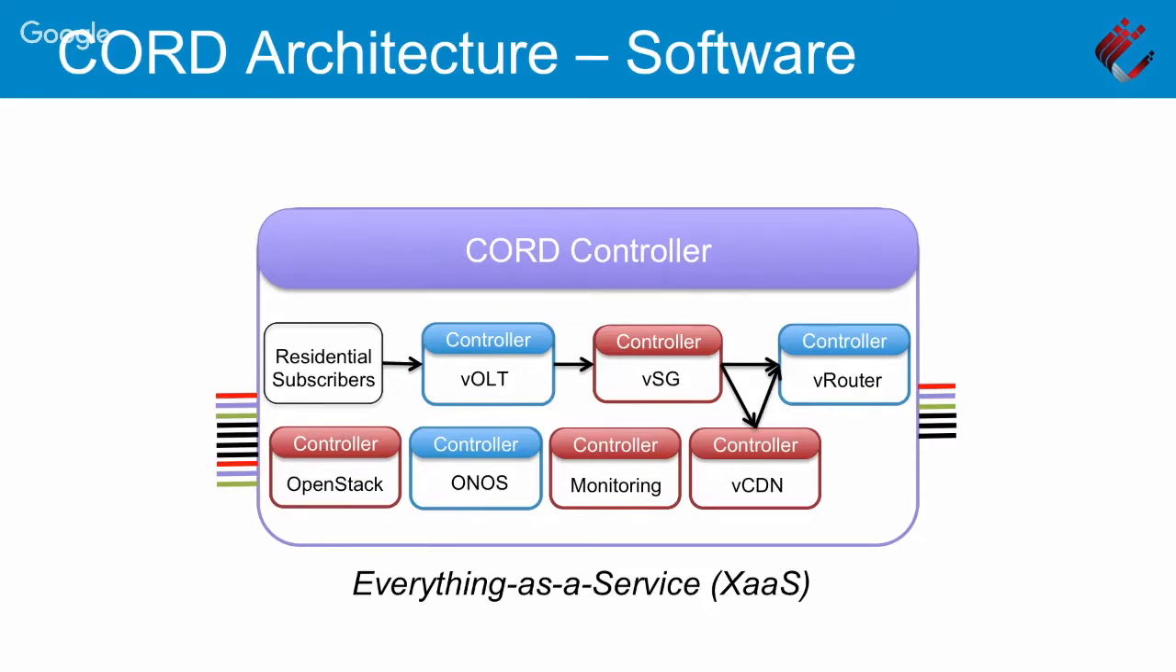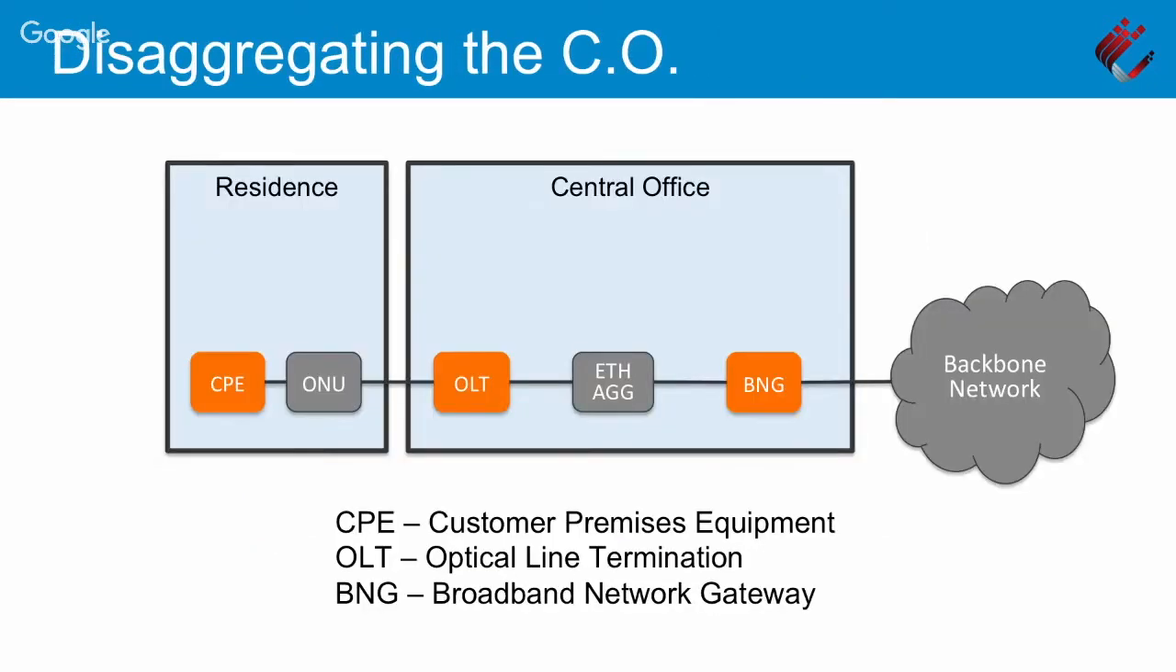All right, so what are those? What's Volt, what's VSG, what's vRouter? Well, basically, those are the output of a disaggregation process that we underwent. So this is a legacy depiction of a legacy central office. There's a CPE in the residence. We've got an OLT and a BNG, and you can read what the acronyms mean if you haven't seen them before. And so this is a process of disaggregation I'm just going to step through.